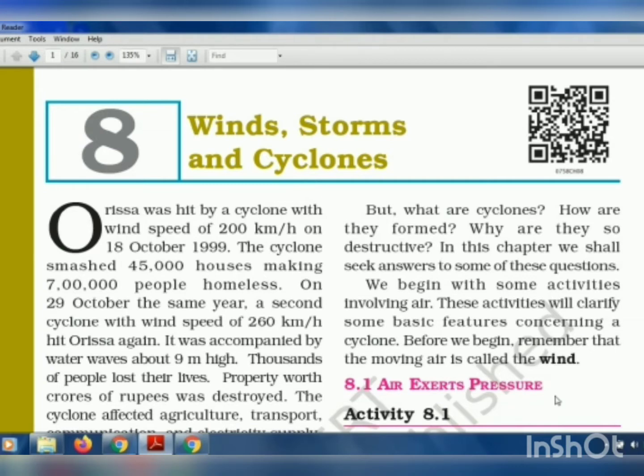Now, cyclones and storms, they are also wind only, that is moving air. But when that air moves at different speed, causing destructions of life and property, then we give them the name storms and cyclones.